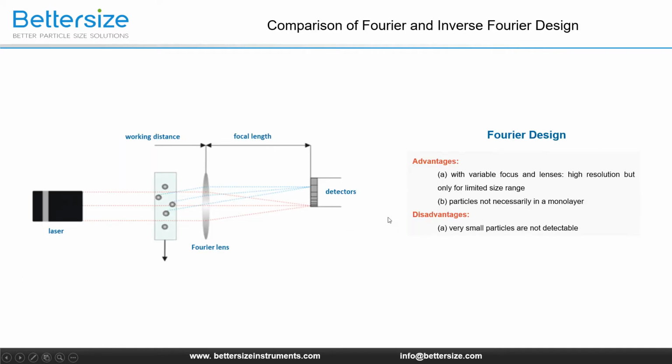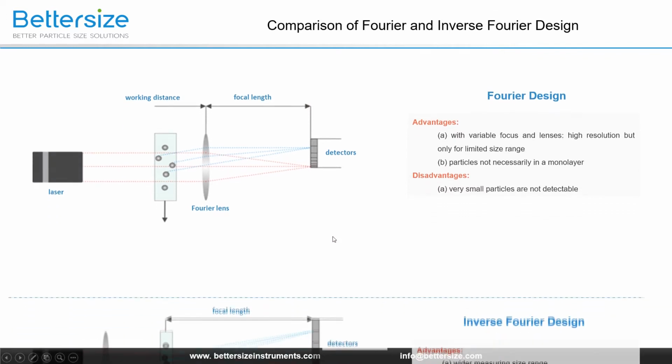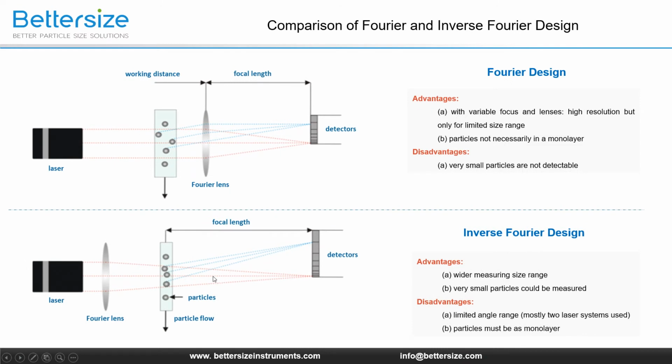First, we need to understand what Fourier design and inverse Fourier design are. Both designs are widely accepted by many particle size analyzers. The key to distinguish the Fourier and inverse Fourier design is whether the scattered light passes through the Fourier lens or not when it reaches the detector. If the scattered light passes through the lens before being received by the detectors, it's a Fourier design, and if not, it's an inverse Fourier design.